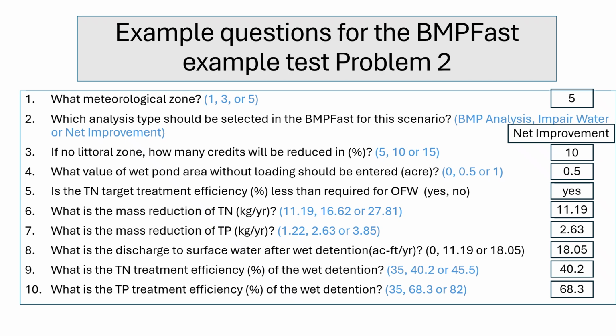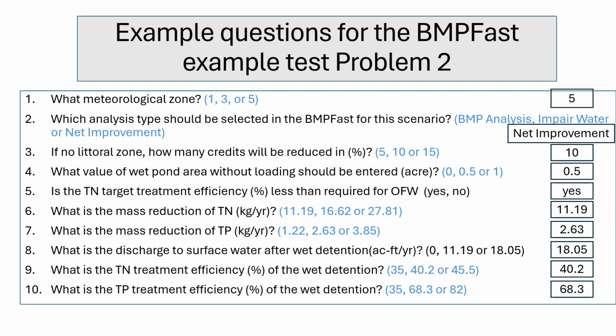The answer is 10%. Next, you need to identify the value of wet pond area without loading that should be entered in acres, choosing between 0, 0.5, or 1. The correct value is 0.5 acres. The fifth question asks whether the TN target treatment efficiency is less than what is required for an Outstanding Florida Water, and the answer is yes.